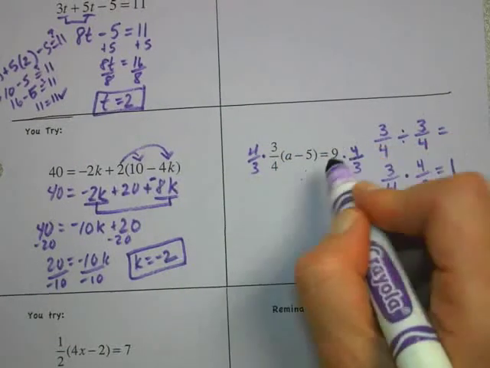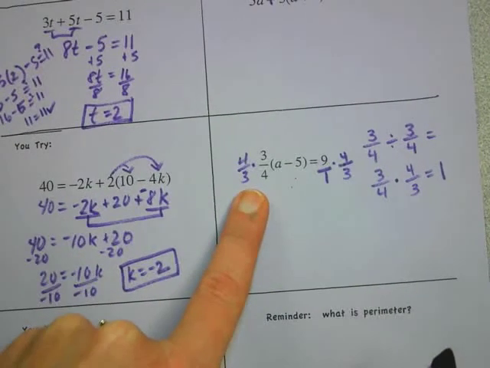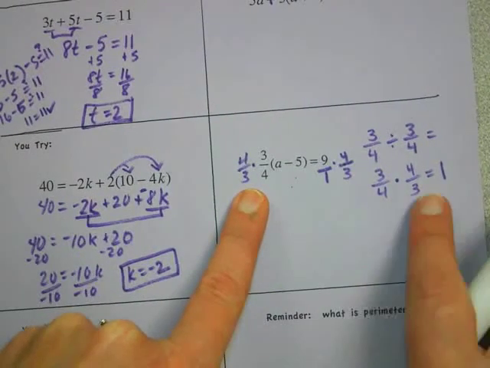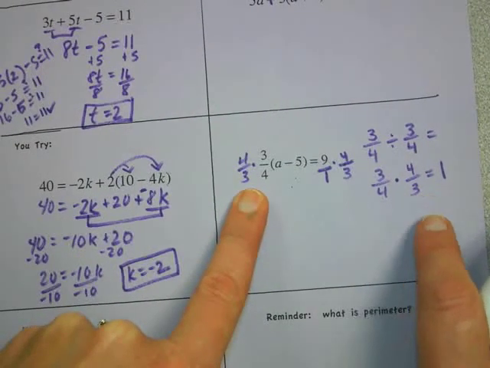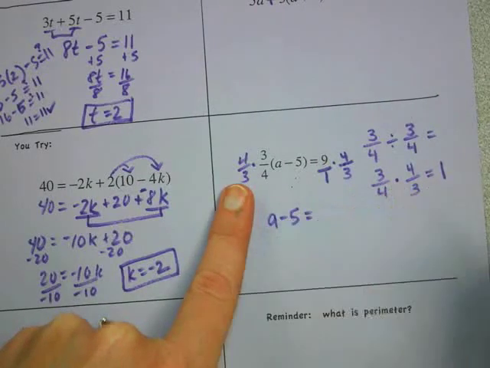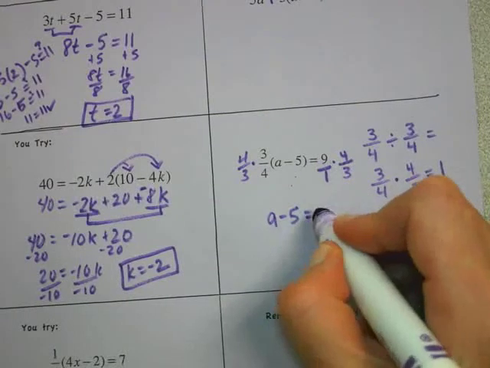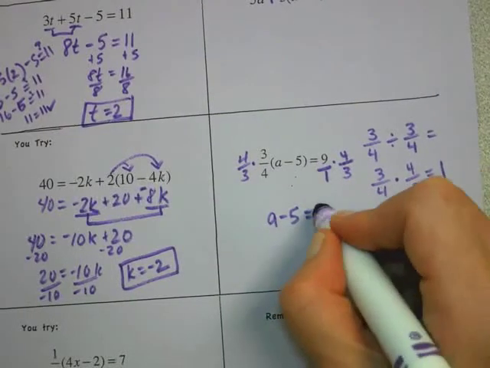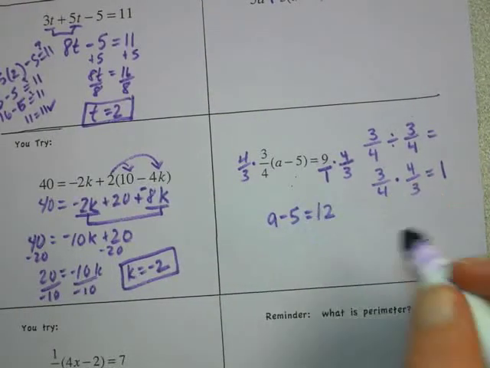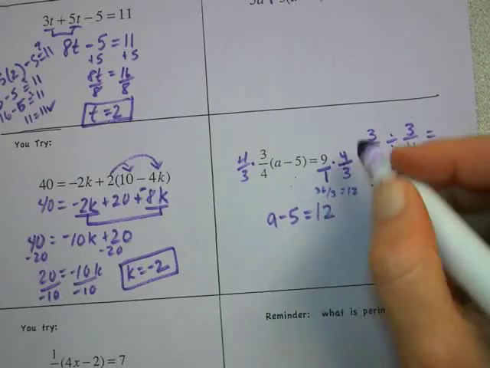Now this 9, we need to make it 9/1. Over here I have 4/3 times 3/4. That's 1. We just proved it here. So I have 1 times a minus 5, or just a minus 5. And on this side, if I multiply across, I get 36/3 or 12.